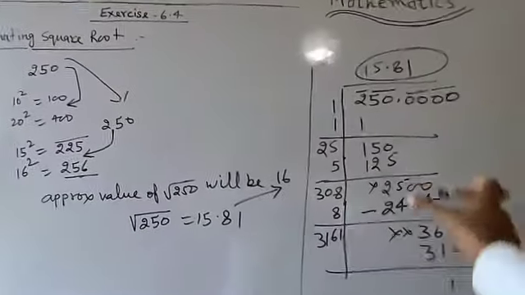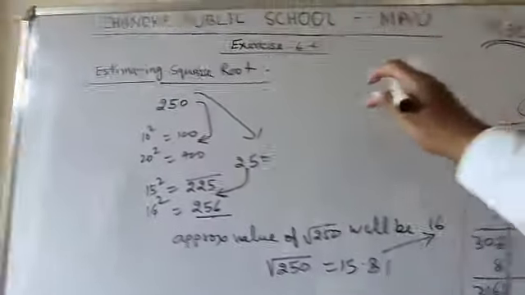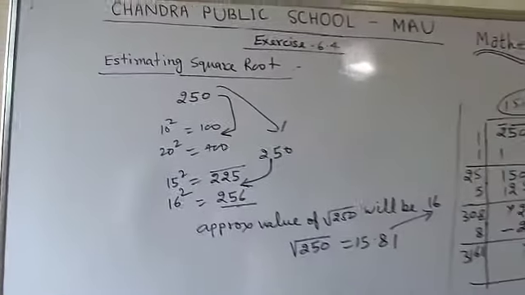So by the long division method you will get the exact square root, and here is the way to estimate the square root of any number.